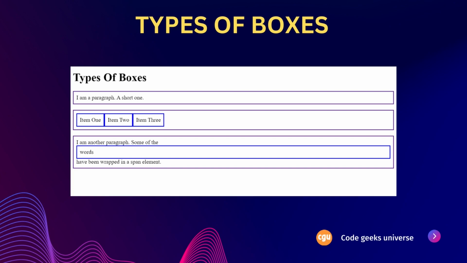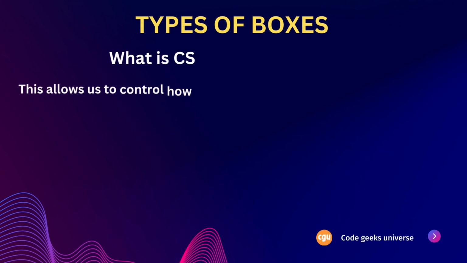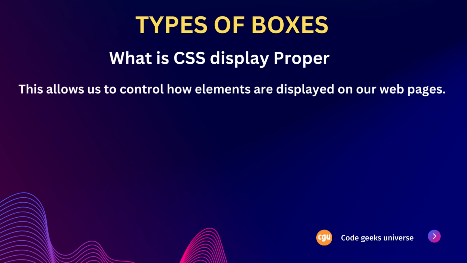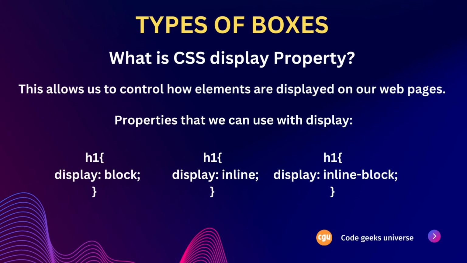We are diving deep into CSS layout, specifically focusing on the CSS display property. So what is the display property all about? Well, it's a fundamental CSS property that allows us to control how elements are displayed on our web pages. It's like the conductor of our web design orchestra, determining whether elements are inline or block level.